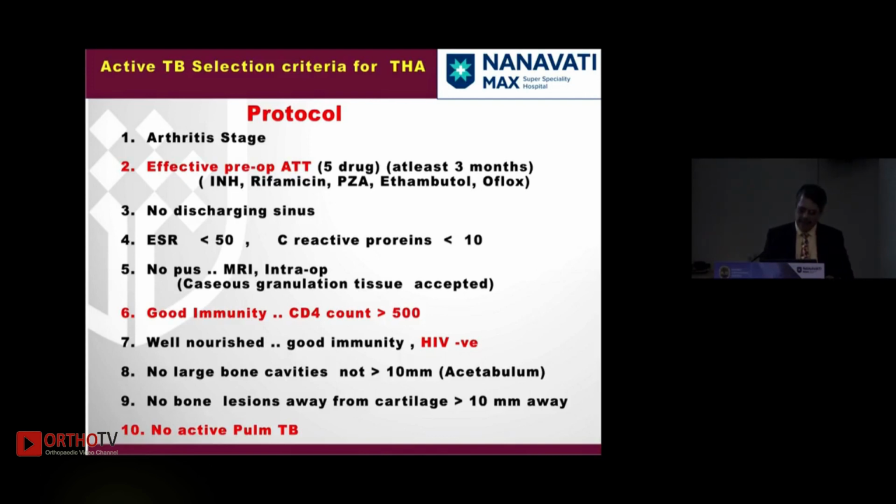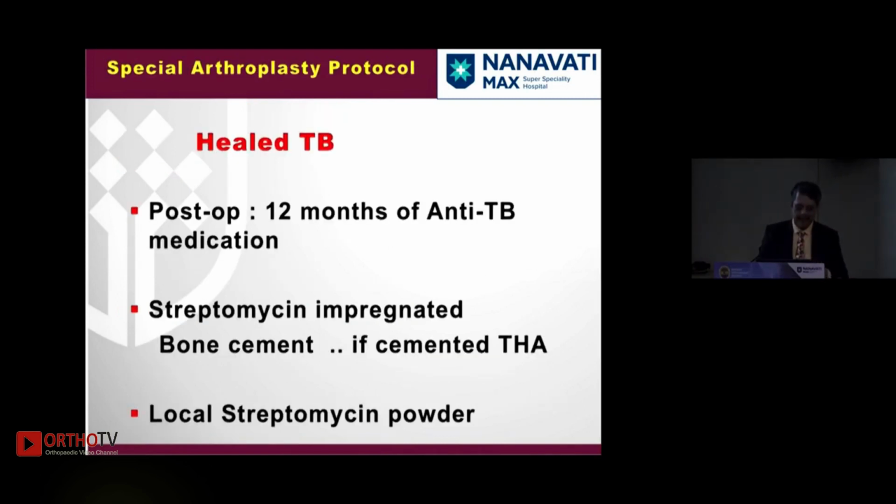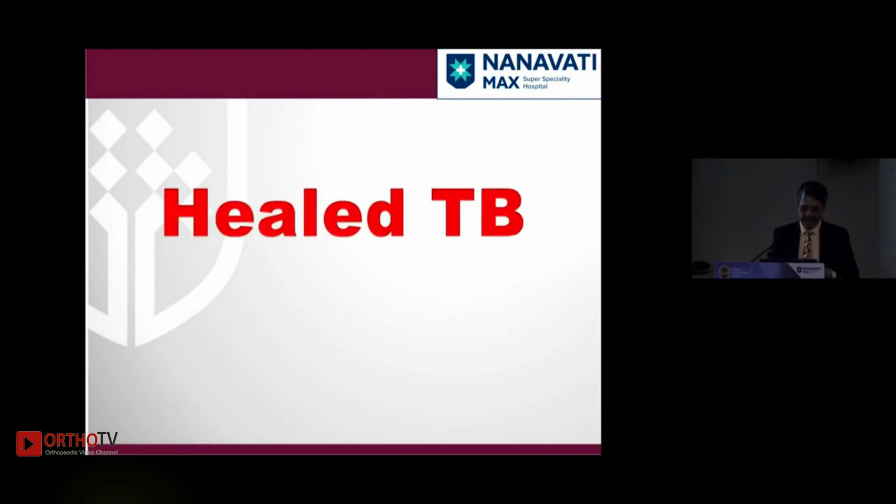No pus on MRI. MRI is a very important criterion. The patient's immunity should be good, and CD4 count is a good parameter. The CD4 count should be more than 500. The patient should be well nourished, with good immunity, HIV negative, no large bone cavities more than 10 millimeter from the acetabulum, no bone lesions away from the cartilage by 10 millimeter, and no active pulmonary TB. In healed TB, you have to give post-op anti-TB medication.